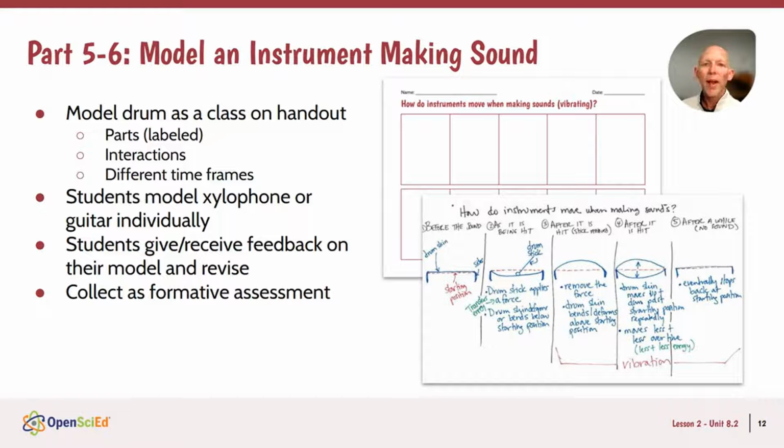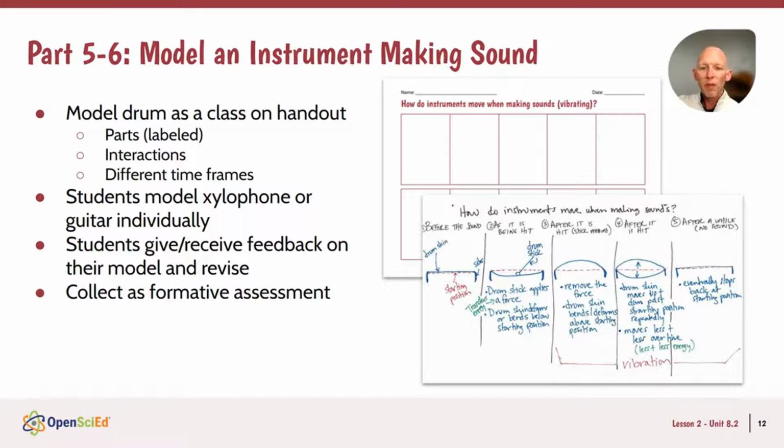And then what interactions did you notice between the parts? Well, the drumstick had to hit the drum. Okay, let's show that in our model. So we start putting those things together in our model. You'll also notice that there's like 5 different boxes across horizontally. That's going to show different time frames. So we're showing what happened with the drum before it made a sound, before we hit it, what happened when we hit it, what happened just after we hit it, and what happened a while after we hit it. So those are just showing different time frames.